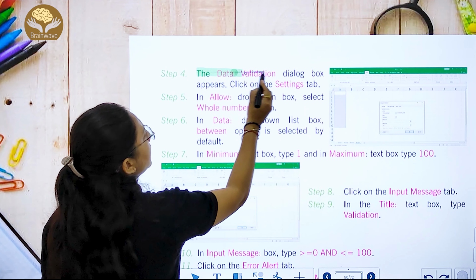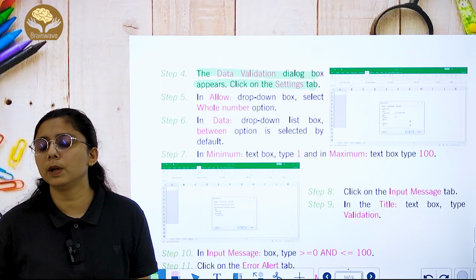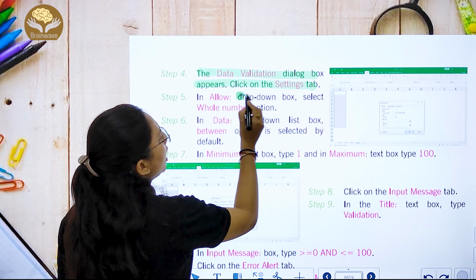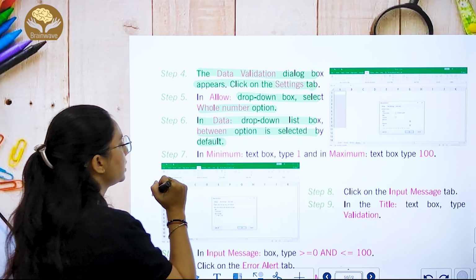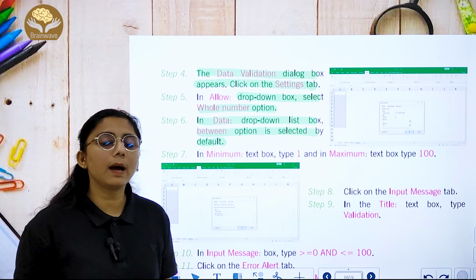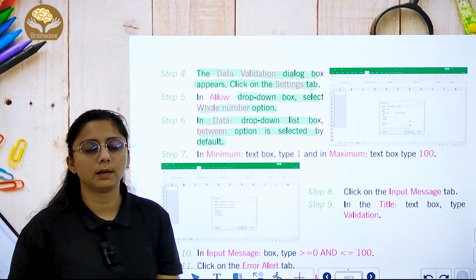Step 4. The data validation dialog box appears. Click on the settings tab. In the allow drop-down box, select the whole number option. In the data drop-down list, the between option is selected. For the minimum, type 1, and for the maximum you can type 100.